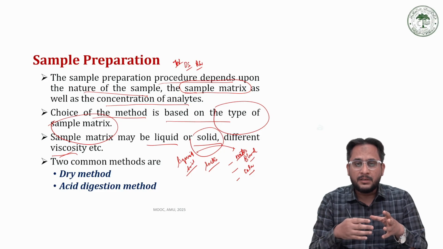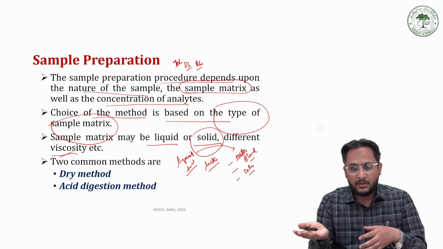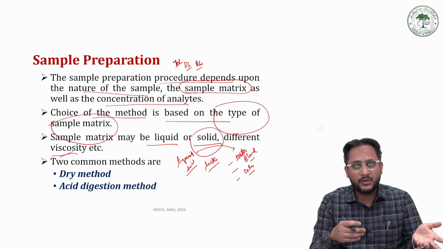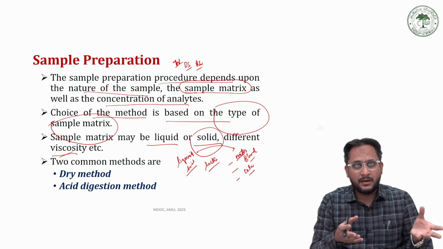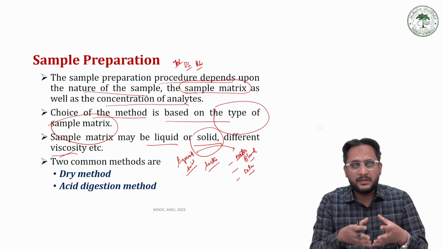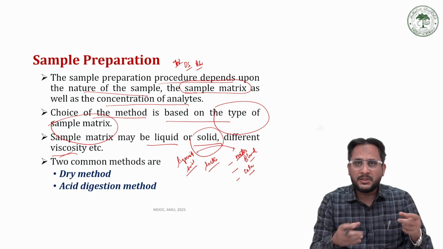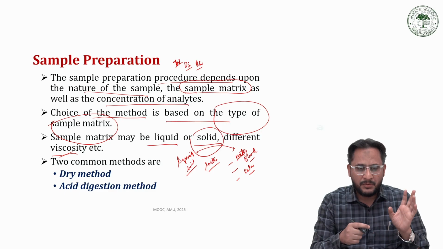Sometimes solids have very high density, like in case of rock, while soil is not very dense. And similarly in case of liquids we have blood, we may have juice samples, cola, or simple water, tap water, groundwater, or maybe surface water coming from a river. So the different types of samples, their physical states and their viscosities play an important role, which must be kept in mind before selecting a process for sample preparation.